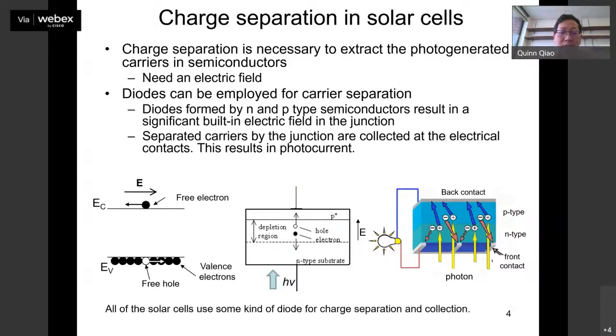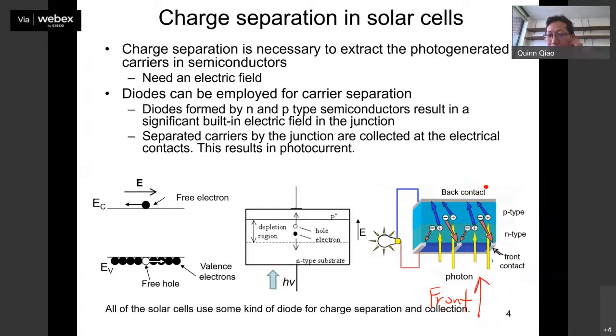And here you can see a silicon solar cell. This is the back contact. Sunlight comes from the other side, so that side is called the front contact, because that is where you see the sunlight come from. On the back side, you call that the back contact.